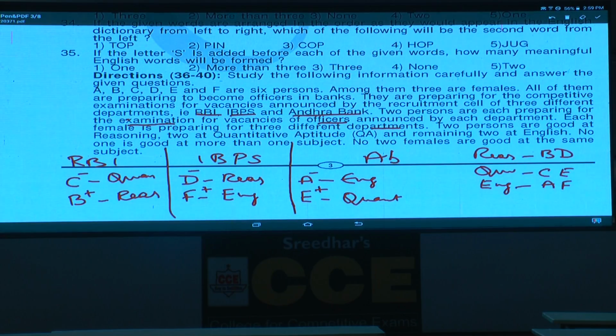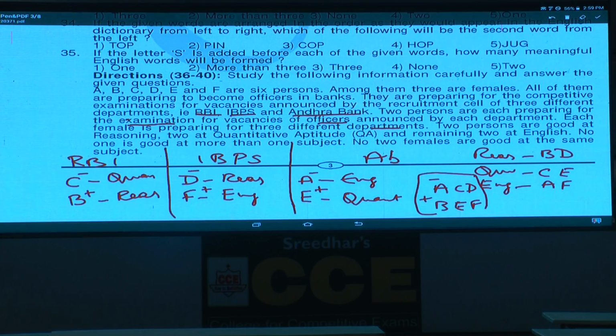Then question numbers 36 to 40. Question number 36: which of the following groups consist only of males? Among these groups, EFA, are these males? No. Who are the females here? A, C, D are females, and the remaining B, E, F are males. Now, 3 males and 3 females.